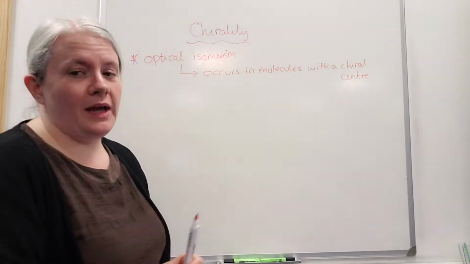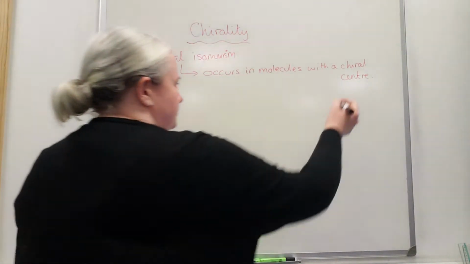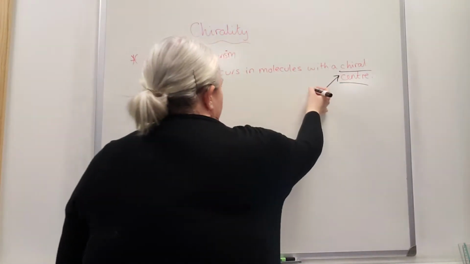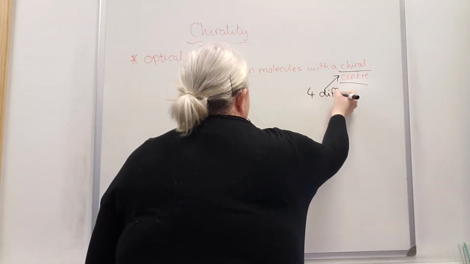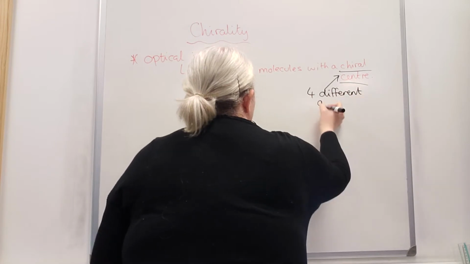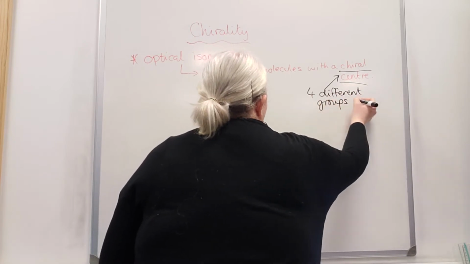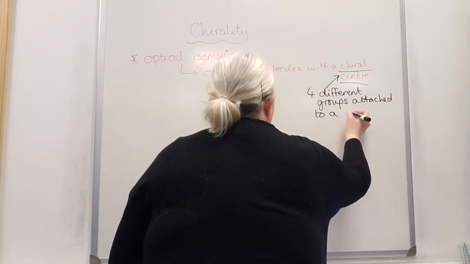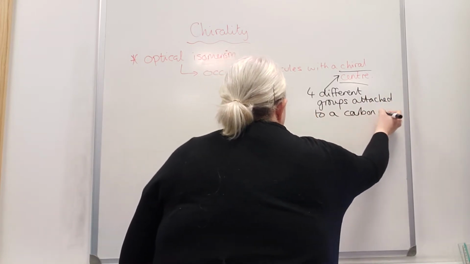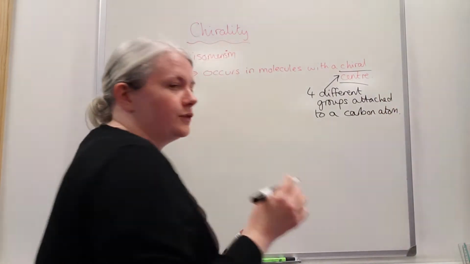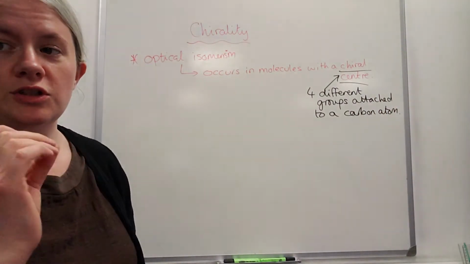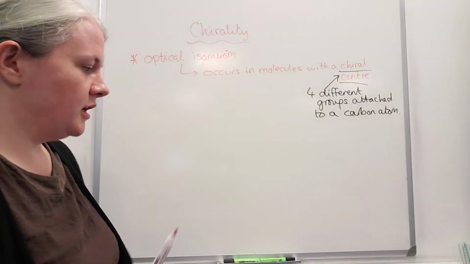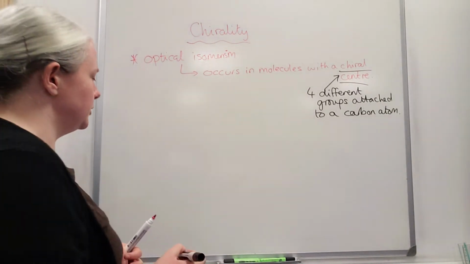Now, for a compound to have a chiral center, chiral centers only exist if you have 4 different groups attached to a carbon atom. So you need 4 different groups attached to a central carbon atom in order to have a chiral center. So let's have a look at an example of this.